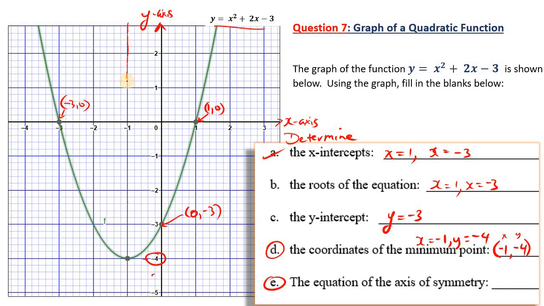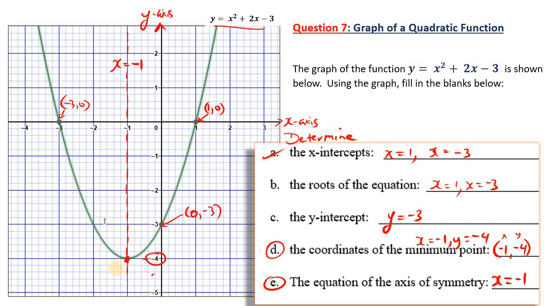It will always go through the turning point, whether that's the maximum point, if the graph has one, or the minimum point. In this case, that's a minimum, so it cuts right through the minimum point. And where it cuts through the minimum point, the x value is -1. So that's the equation we're going to write: x equal -1. That's the final answer for the equation of the axis of symmetry. It's the vertical line that cuts through the parabola and divides it into 2 equal halves.